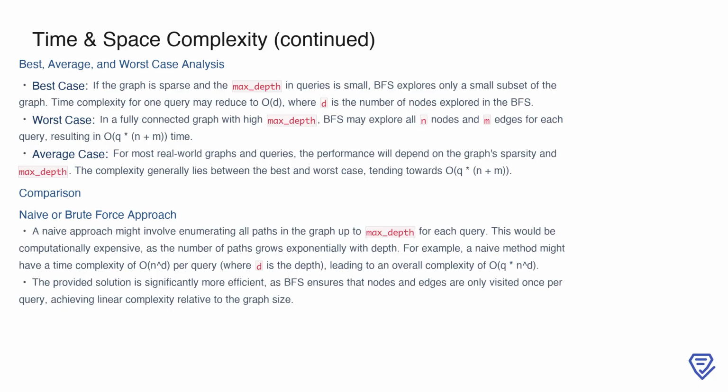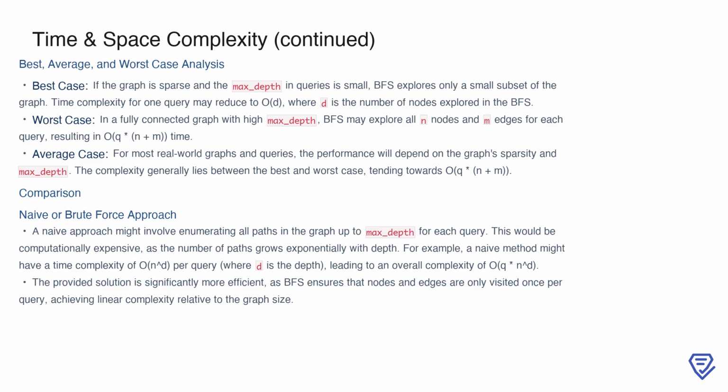On the other hand, the worst case arises in a fully connected graph where BFS has to explore all n nodes and m edges for each query, resulting in a time complexity of O(q * (n + m)). In most practical scenarios, the average case lies somewhere between these extremes, depending on the graph's sparsity and query parameters, but typically trends closer to O(q * (n + m)).